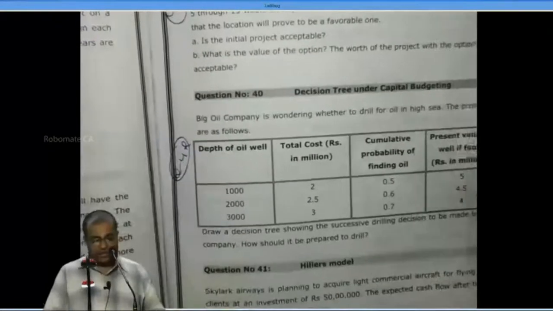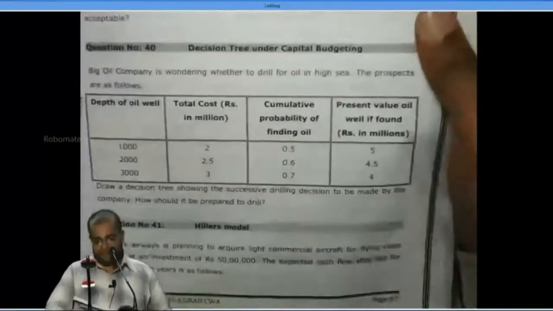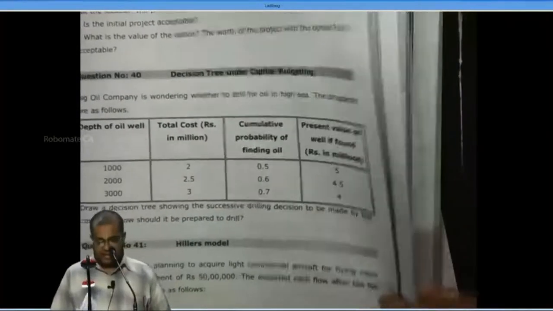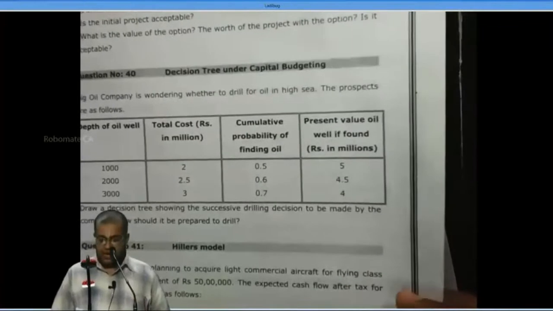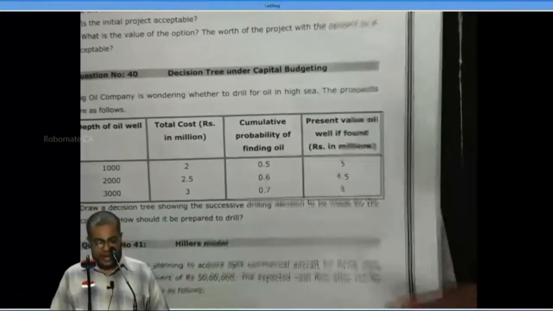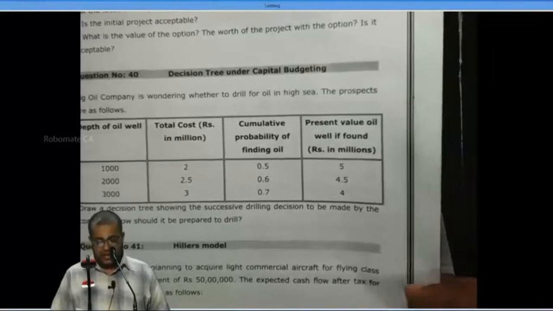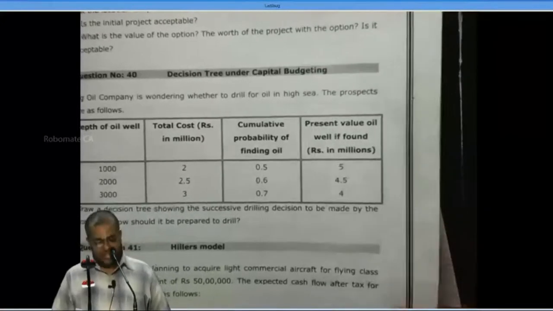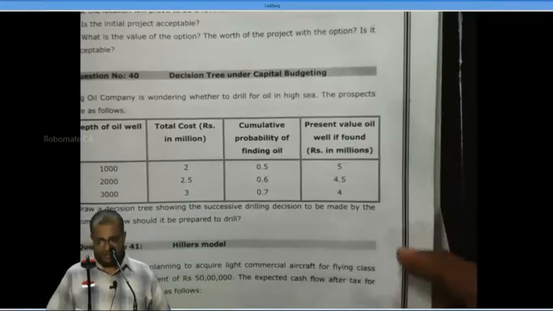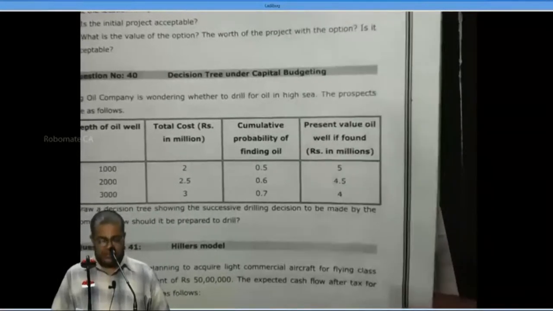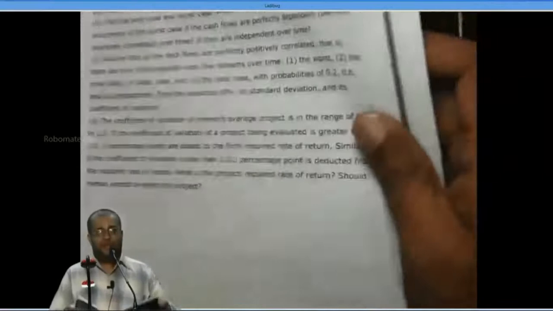Take question number 41. Skylark Airways is planning to acquire light commercial aircraft for flying class clients at an investment of rupees 50 lakhs. Page number 67, question number 41. The expected cash flow after tax for the next 3 years are as follows.